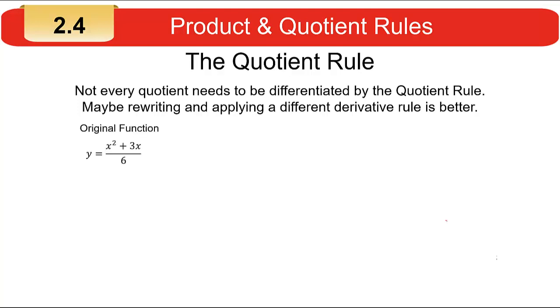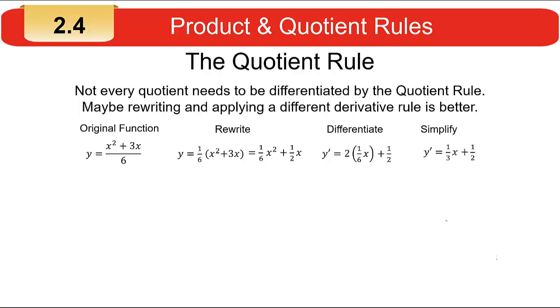For example, what if I gave you y equal x squared plus 3x over 6? Now, certainly you could use the quotient rule on that if you wanted to, but my suggestion is to rewrite that by realizing that dividing by 6 is the same as multiplying by 1/6, and then if you multiply through by the 1/6, you get a very simple function that you can take the derivative of by just using the power rule on each term. So you get 2 times 1/6 x, and then the derivative of 1/2 x is just 1/2, and of course 2 times 1/6 is 2/6, which is 1/3.